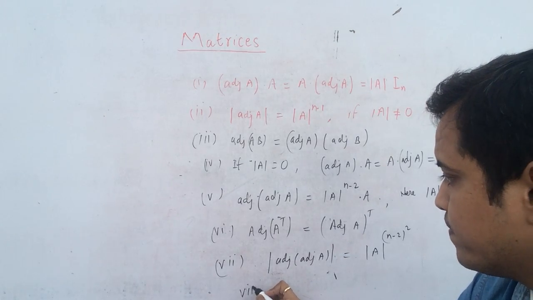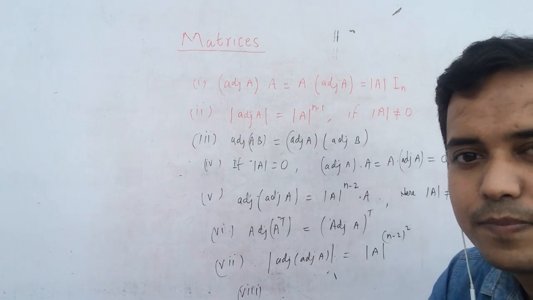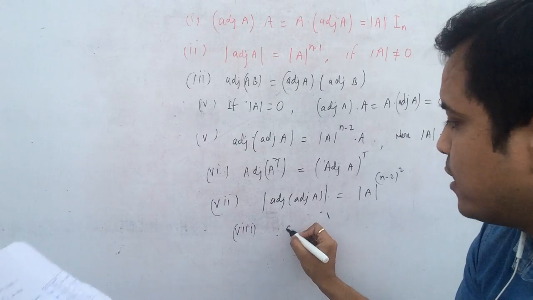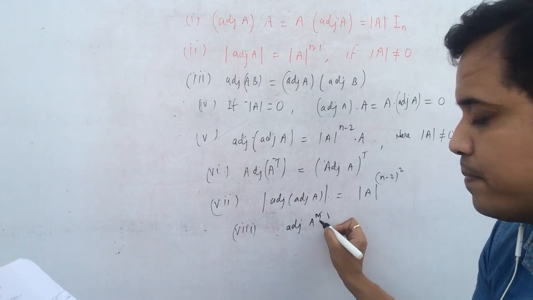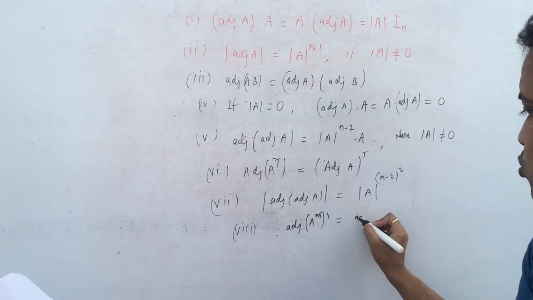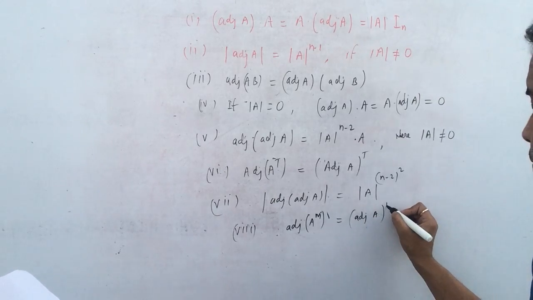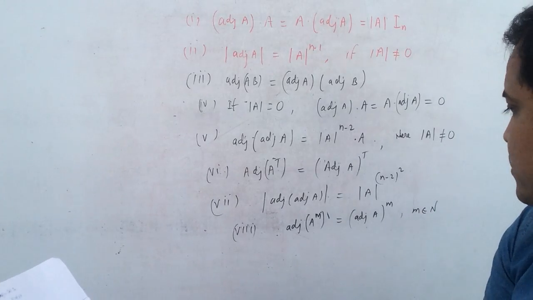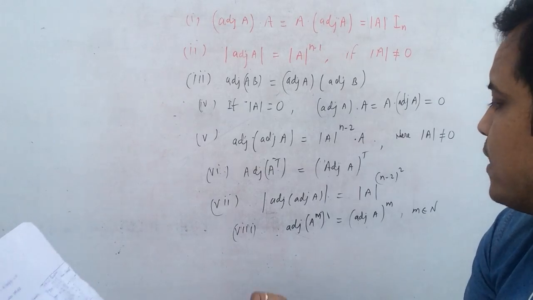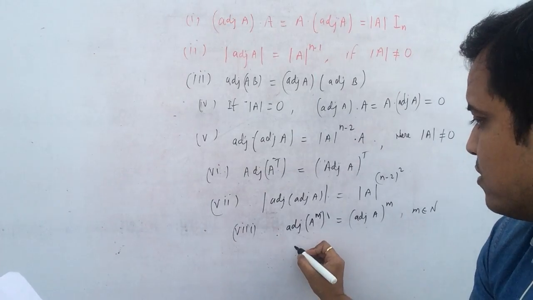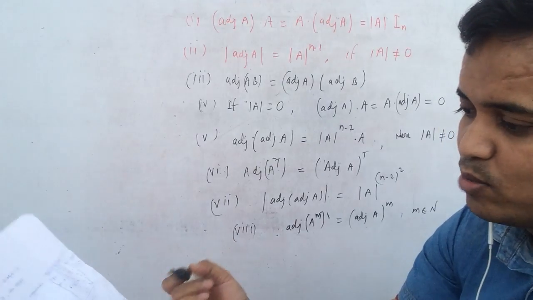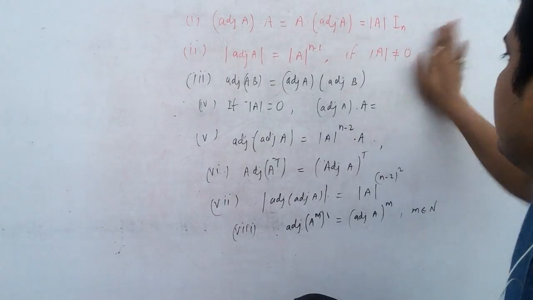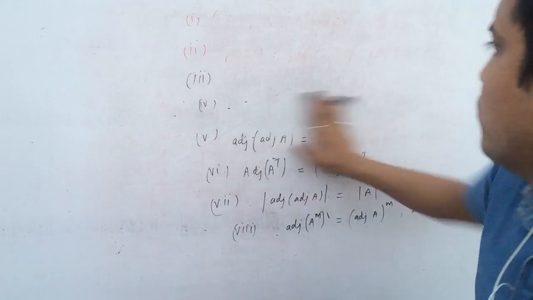Next, the eighth one is adjoint of A raised to power m, so you can write it as adjoint of A whole raised to power m, where m belongs to natural numbers. Keep this in mind. Adjoint of the identity matrix is the identity matrix, and adjoint of the zero matrix is the zero matrix. Learn it. Now move to the next topic.